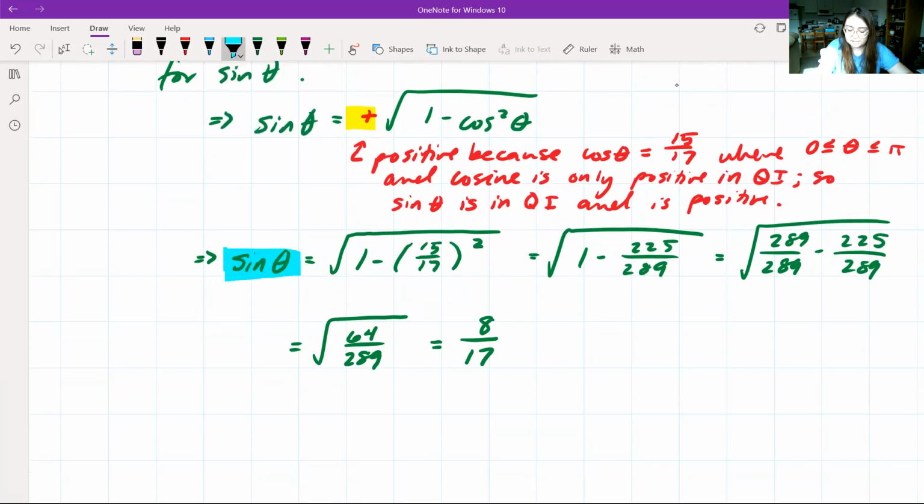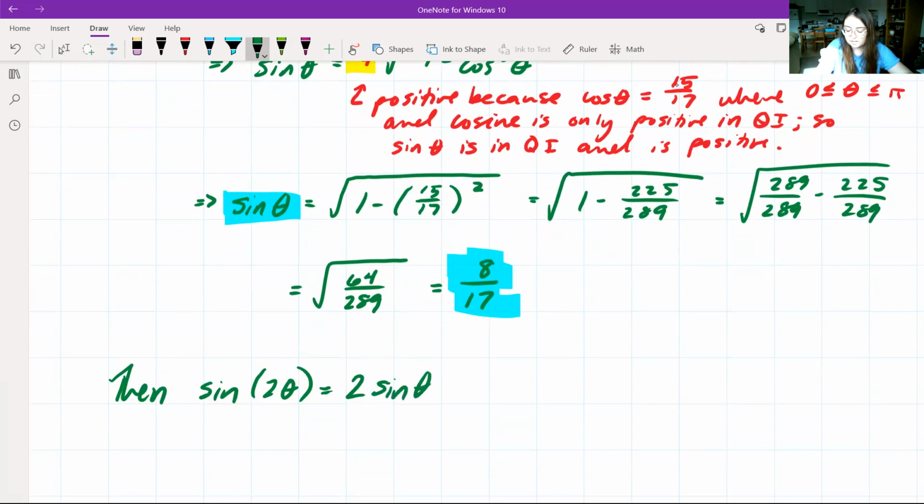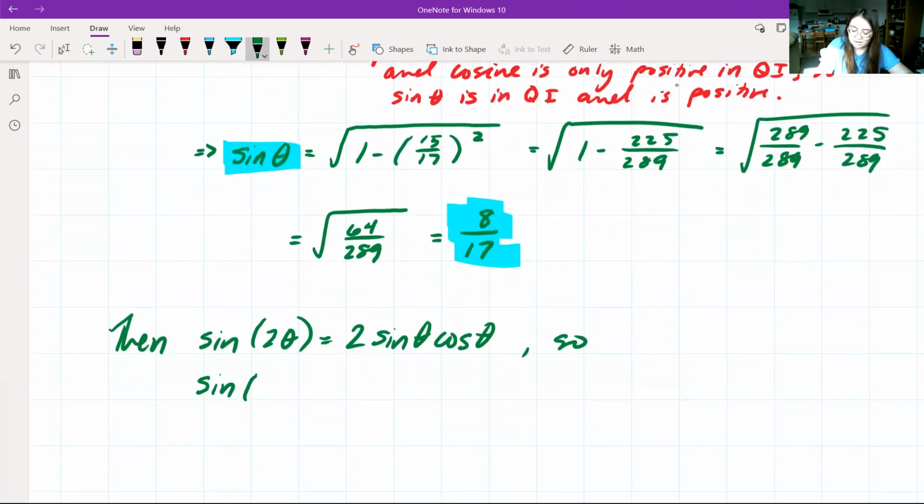So let's go ahead and highlight that in blue. It's not our final answer, but it's an important one. So sine of theta is equal to 8 over 17. Now we can use our formula. So sine of 2 theta is equal to 2 times sine of theta times cosine of theta. So sine of 2 theta is equal to 2 times 8 over 17 times 15 over 17.